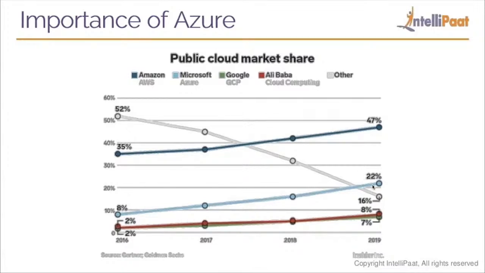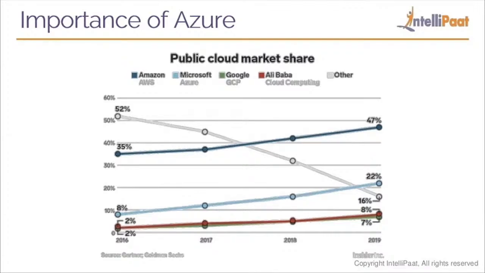Now, if we see the current trends, market share for AWS is around 42%, and for Azure, it is around 25%. Azure is starting to take over AWS, though the market share for AWS is still the highest, but the maximum growing cloud currently is Azure.